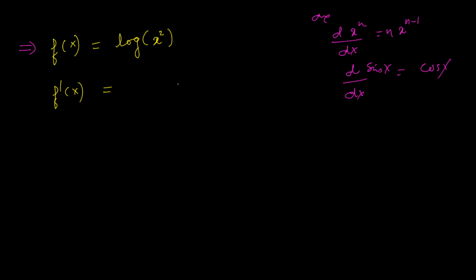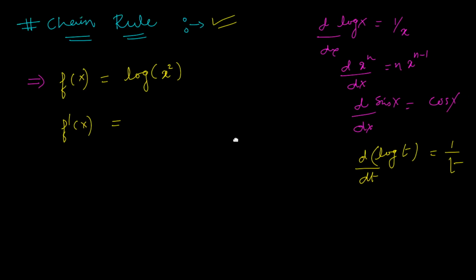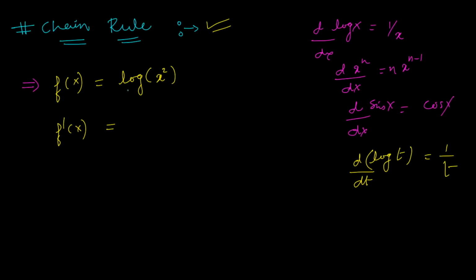First of all, in such cases, derivative of log of x is 1 by x. What if I had log of t with respect to time? Then it would be 1 by t, right? If you had d by dt of log of t, then it will simply be 1 by t, and so on. Whatever the variable is, just 1 by that would be the derivative of the log function. So derivative of log of x squared would definitely be 1 by x squared.